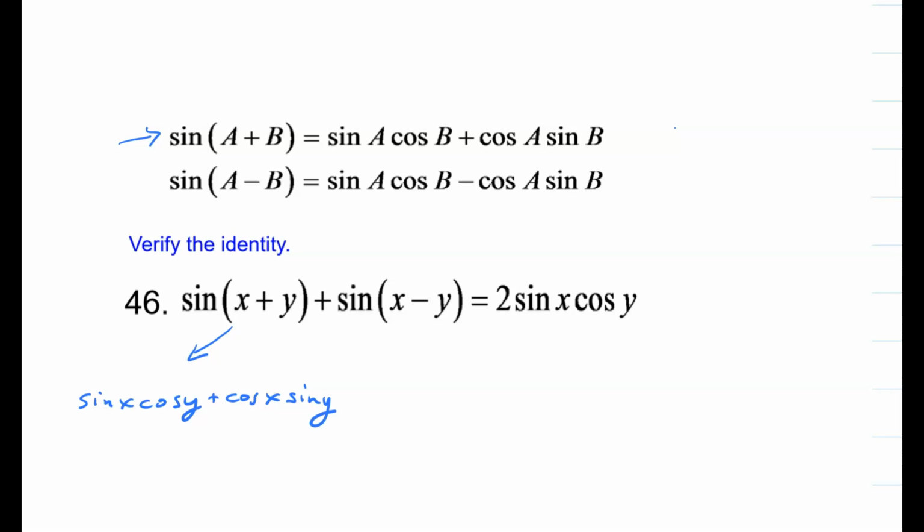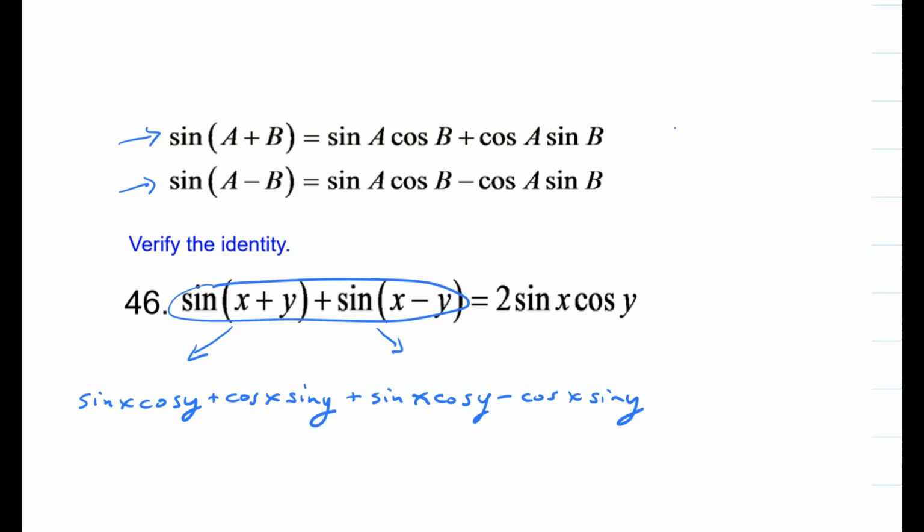And then we'll turn to the sine of x minus y. We'll use the second difference identity with sine, and that's going to give us sine of x cosine of y minus cosine of x sine of y. What we're going to try to do here is move the left side of this equation to be identical to the right side. And that will verify the identity if we can do that.